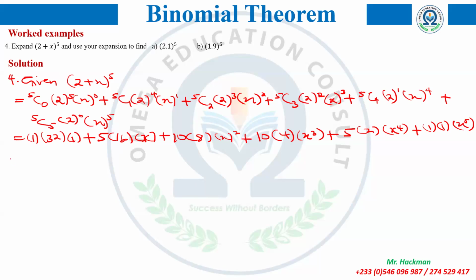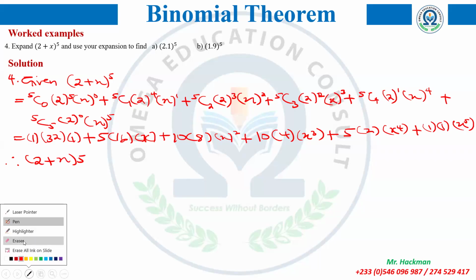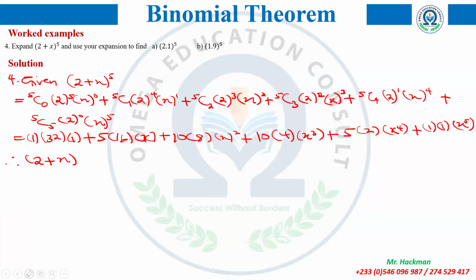So at this point, I'll write therefore. But we always think before writing. So 2 plus x to the power 5. Okay, so I think my power is not appearing as a power. So my power is not powering.